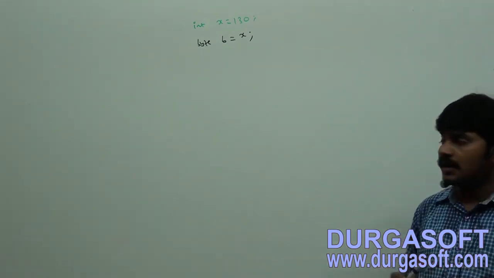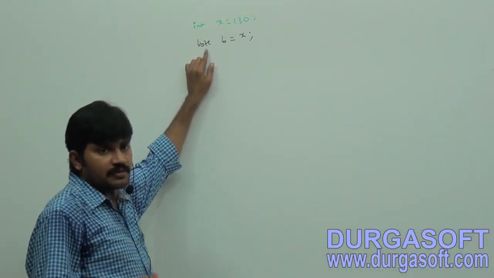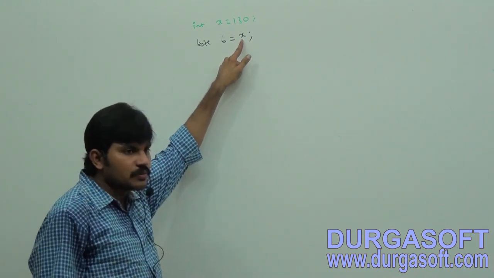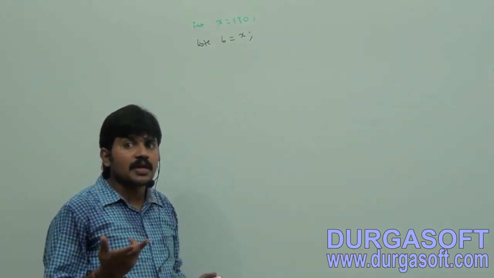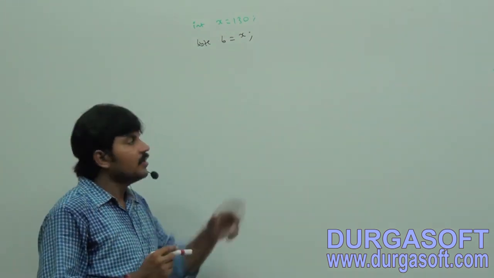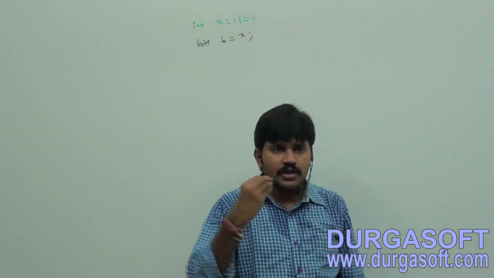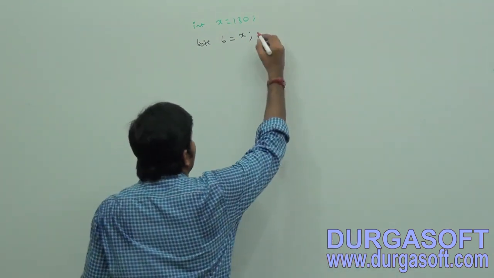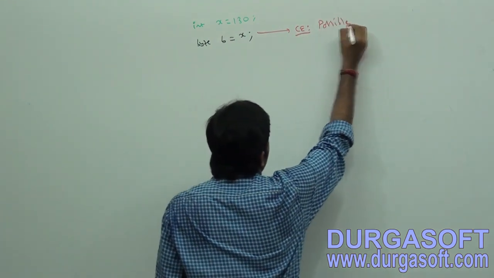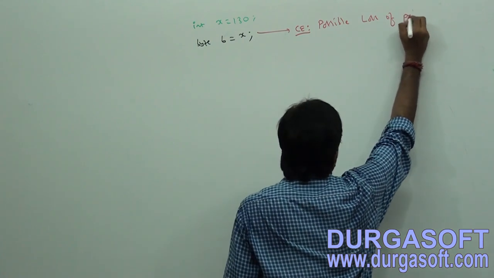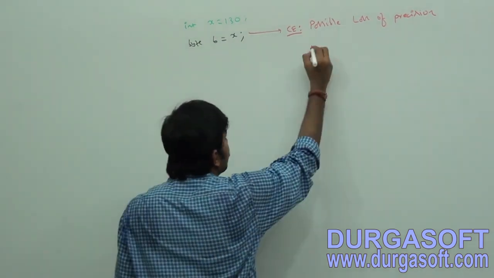I can't compile because x is how many bytes? 4 bytes. But byte is how many bytes? 1 byte. Sir, you are placing a 4 byte value inside a 1 byte place. There may be a chance of loss of information. Are you getting it? That's why I don't want to compile. Your compiler immediately will raise a compile time error saying possible loss of precision.